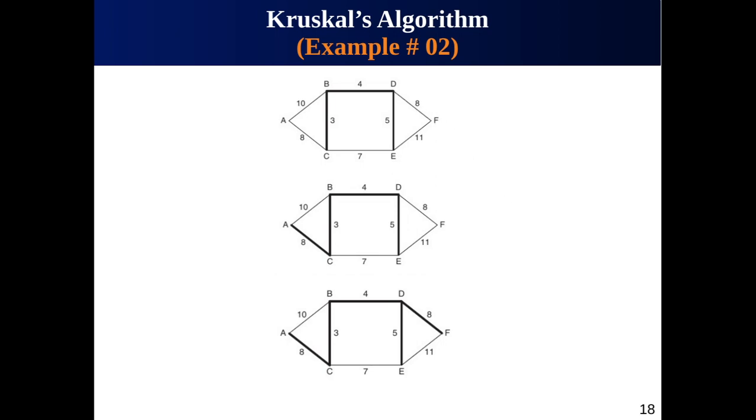the equal weight, that is 8. So you can select any one of them. Let's suppose we have selected A to C. That's it. In the next iteration, we will select D to F, and that's it.